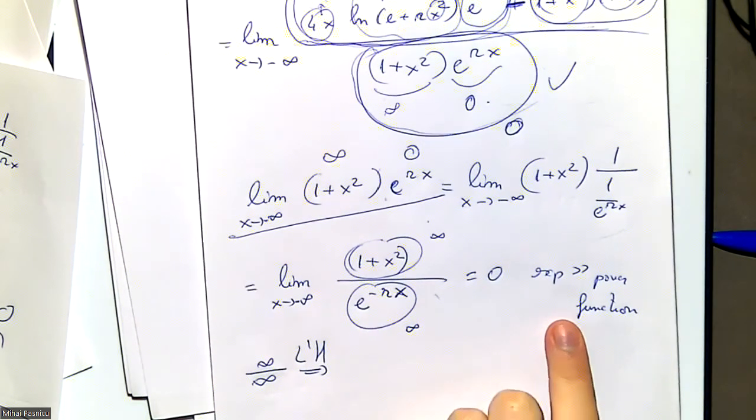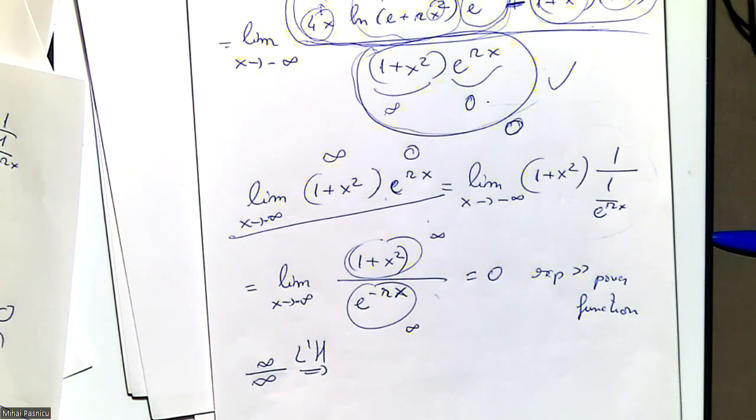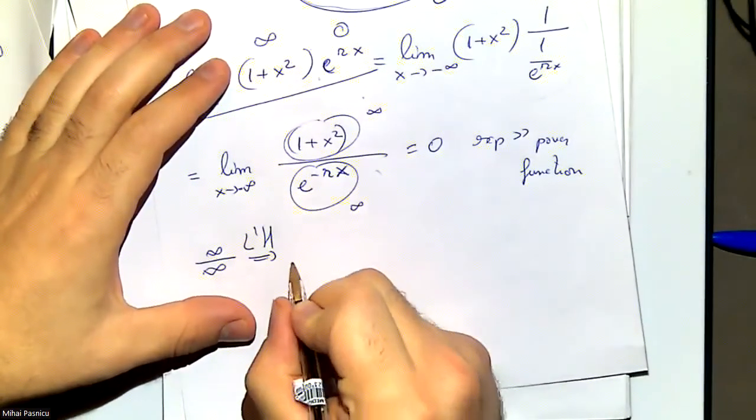If you remember, exponential is greater than any power function, so this is automatically 0. Since we have 2 minutes left, I'll actually show you how I would apply L'Hopital to this. Let's say I didn't remember. Let's say I was stressed, and I don't remember that exponential is bigger than a power function. Let's just apply L'Hopital to this.